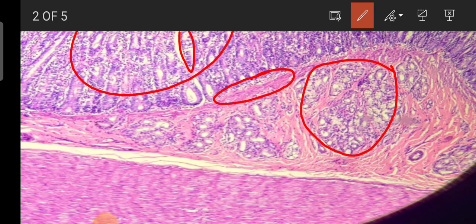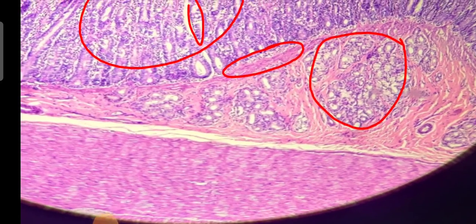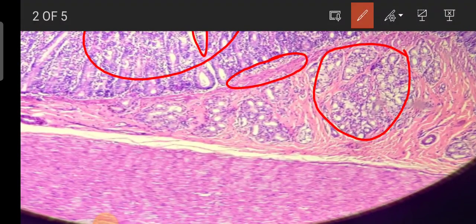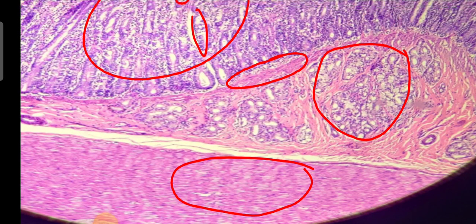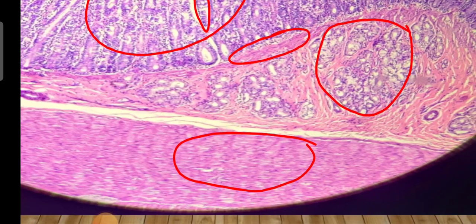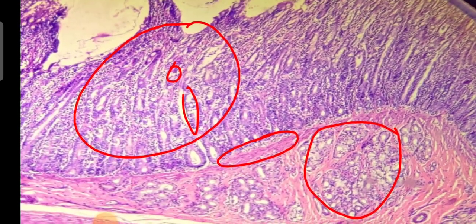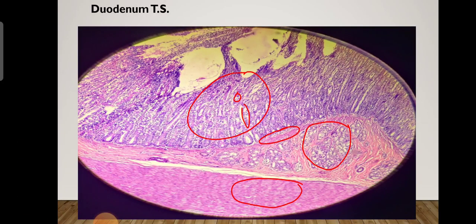Then below the submucosa you will find the muscle layer, that is muscularis externa, and this is again composed of inner circular and outer longitudinal muscle. Then the outermost layer is the serosa, which is made up of the flattened squamous cells. So this is the identifying feature of the transverse section of the duodenum slide.